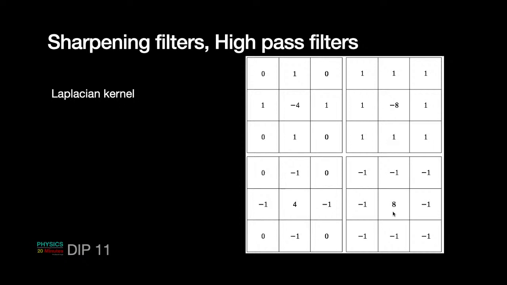Always remember that the 1, 1, 1, 1, if you add all these coefficients, they lead to 4. This is minus 4, so the total is 0 in a sharpening filter. Here also, if you add all these ones, it is 8. This is minus 8, so the total is again 0. Why should the total be 0? Please find it out. I am leaving it for you to figure out.